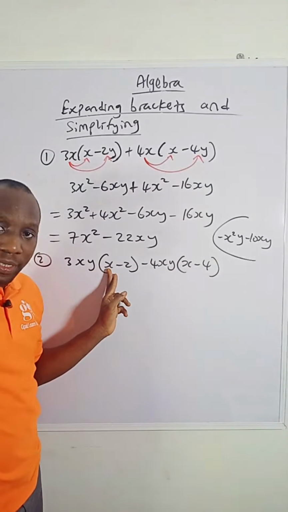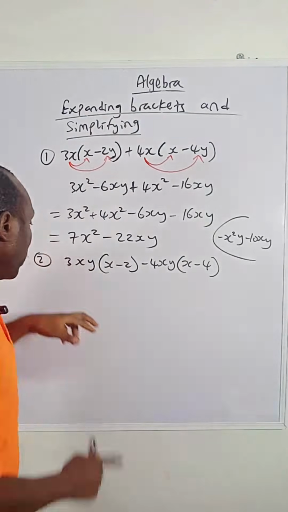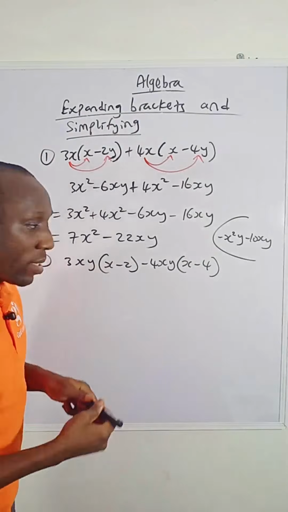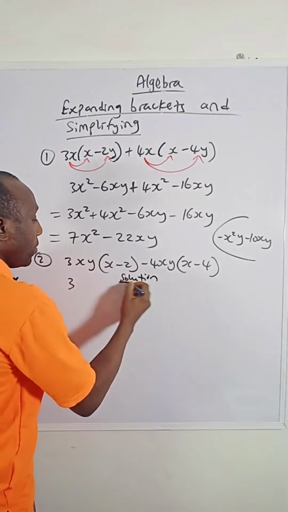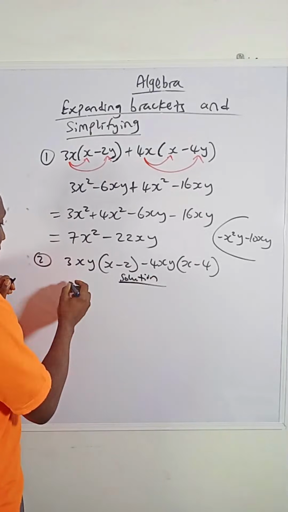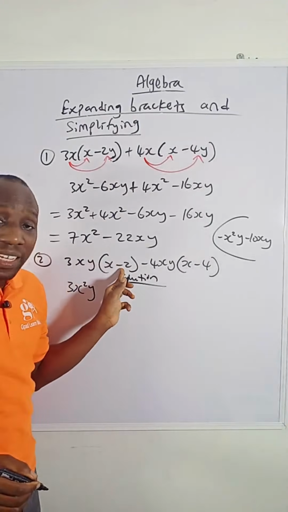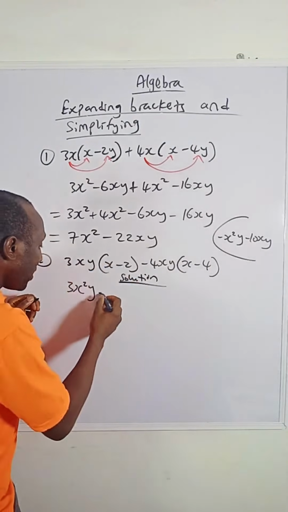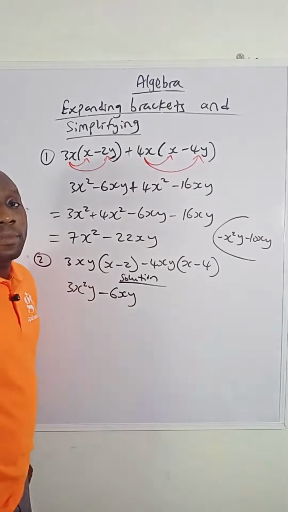3xy times x is what? Is 3x squared y. Notice x times x is x squared. Let me just write the solution here. So that's 3x squared y. What is 3xy times negative 2? Negative 3 times 2 is 6, negative 6xy. Are you seeing that?